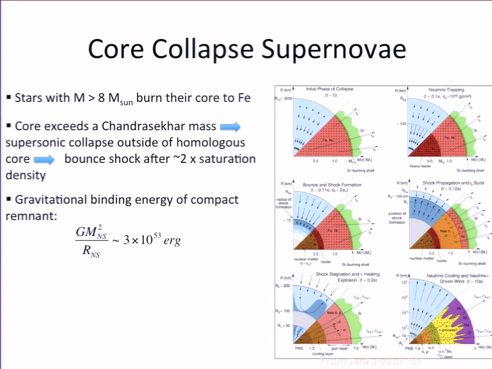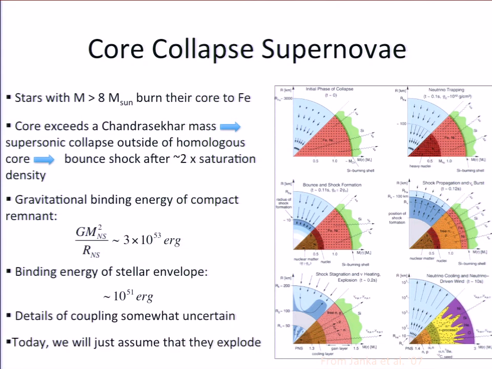You can look at the total gravitational binding energy of that, and it's something like 3 times 10 to the 53 ergs. The amount of energy required to blow this thing up is about 10 to the 51 ergs. So you clearly have enough energy to do this. It's just a question of how you couple that energy to the envelope.